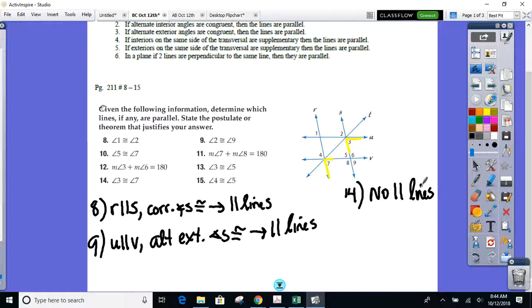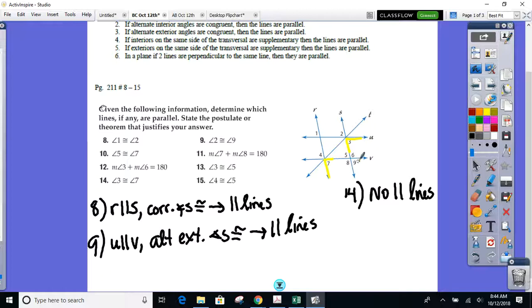And here's what I'll get though. Well, hold on a second. Can't you say 7 and 5 are equal because they're alternate interior? No. What makes alternate interior angles congruent? Parallel lines. Do I have parallel lines? No, I'm trying to prove that.